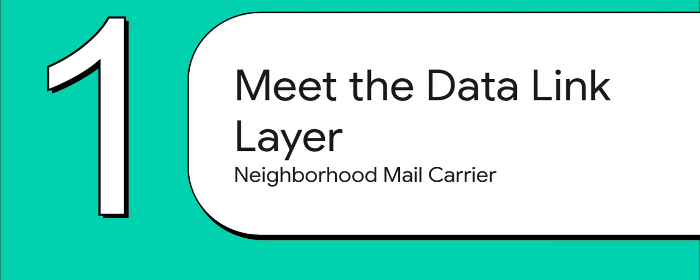To really wrap your head around this, let's use an analogy. I want you to think of the data link layer as your friendly neighborhood mail carrier. This mail carrier doesn't handle international shipping or even cross-country packages. Nope. Their job is to make sure a letter gets from your house to the one right down the street. That's it. Simple, reliable, local delivery.